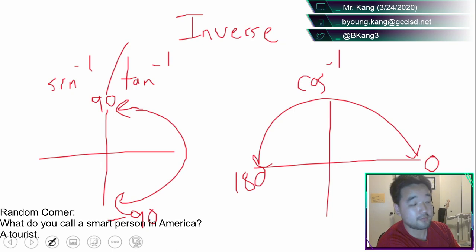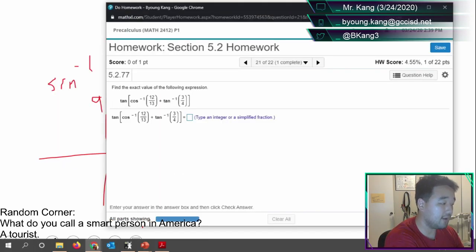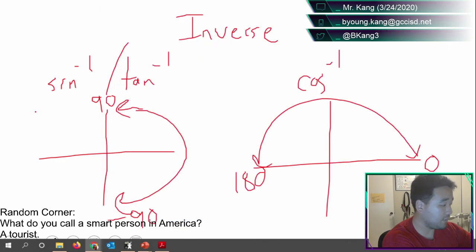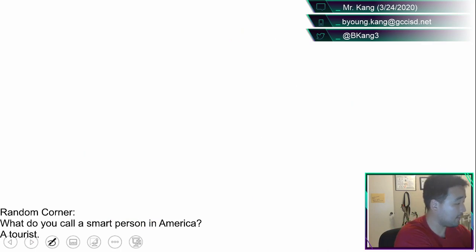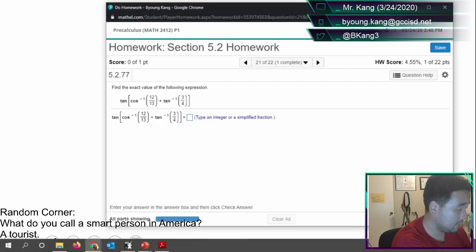Now this is relevant to this problem because they want you to do the tangent of something plus something. So tangent of x plus y, alpha plus beta. The inverse tells you that it is an angle. So really what this problem is asking you is, I want to do tangent of something plus something. Now, I've got to figure out what x and y are by drawing pictures of them.